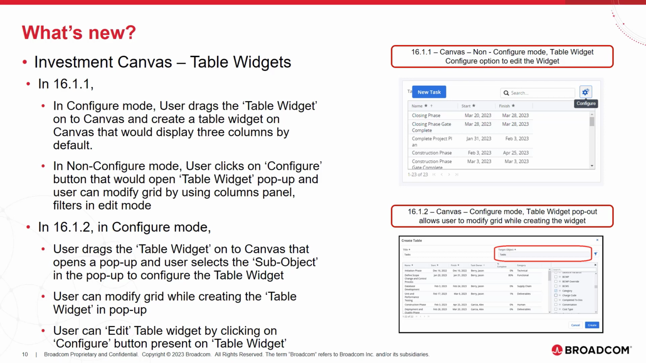Whereas in 16.1.2, in configure mode, user drags the table widget onto canvas that opens a pop-up and user selects the subobject in the pop-up to configure the table widget. User can modify grid while creating the table widget in pop-up. User can edit table widget by clicking on configure button present on table widget.